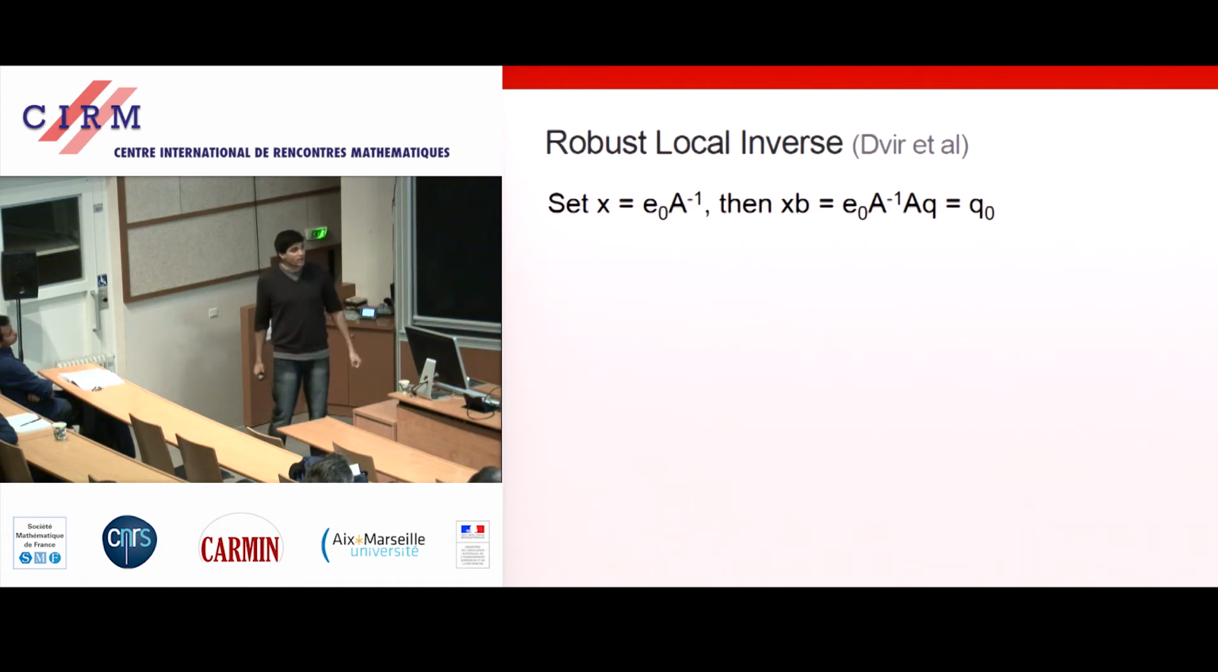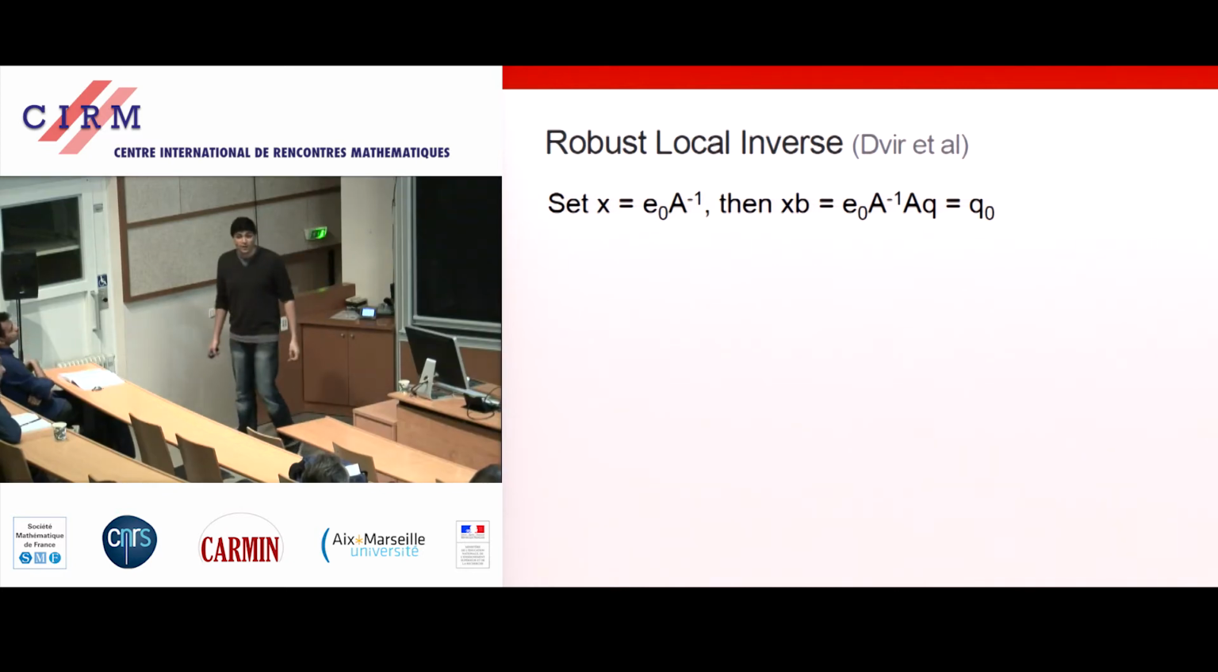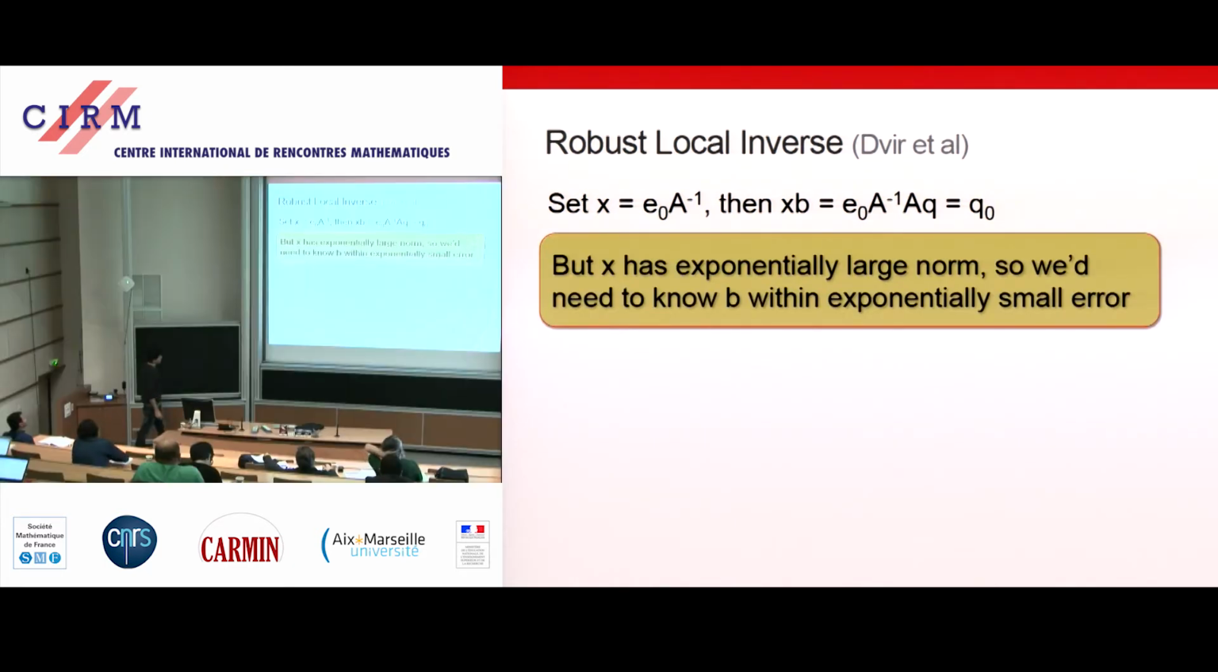Well, if we only care about one coordinate, let's take the vector E0, which is just a vector with a 1 in the first coordinate and zeros everywhere else. Now if I left multiply that times A inverse, I get some vector X. Now what I claim is that when I take X times B, X is literally E0 times A inverse, and B is literally A times Q. So the A's annihilate, and I get exactly the inner product between E0 and Q, which just pulls out the first coordinate.